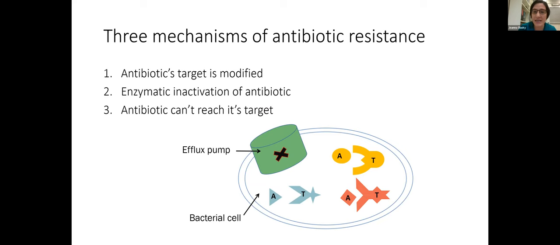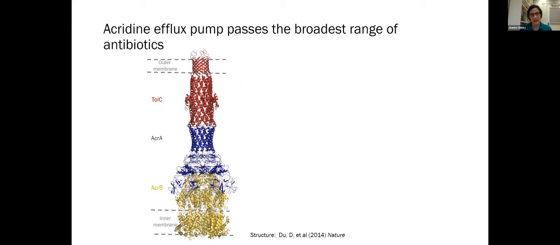Anyway, stop an infection. And so the natural target for this is what's sometimes called the acridine efflux pump, also called AcrA, AcrB, TolC, which is this pump you see here, which passes the broadest range of antibiotics. This is basically the one and only in E. coli. And this one pump pushes out chloramphenicol and tetracyclines and macrolides and aminoglycosides and quaternary compounds, triclosan, even the pine oil that's used in pine scented cleaner just pushes it right out.